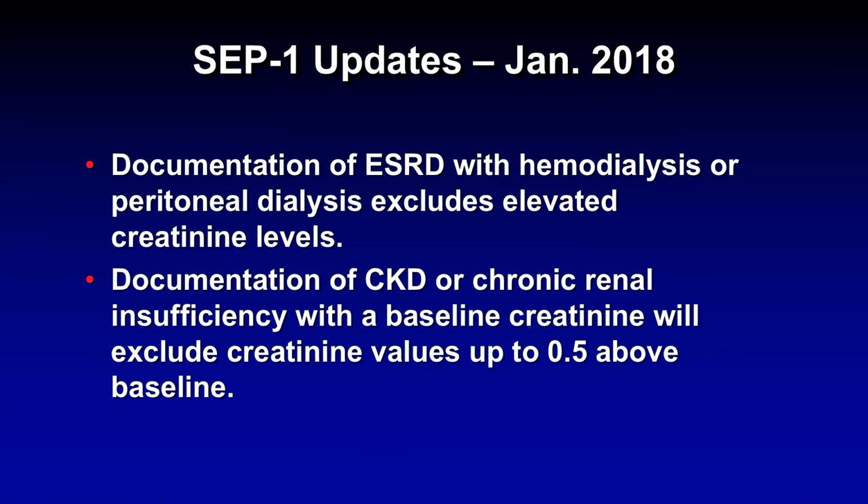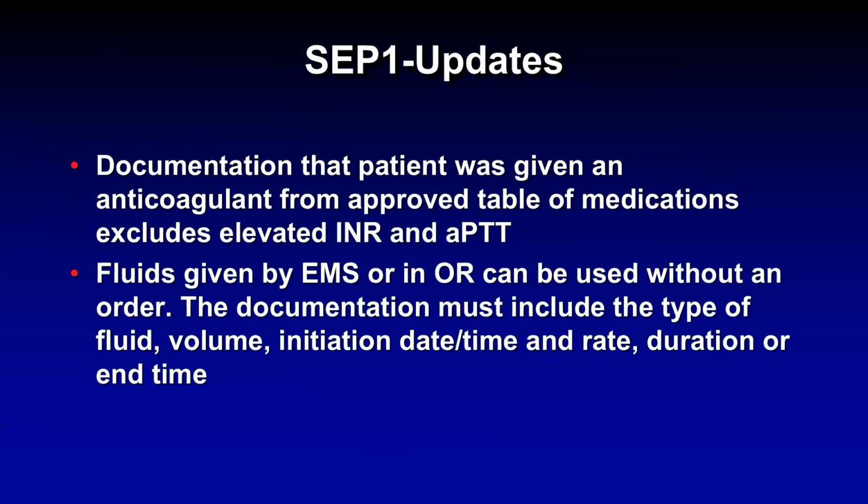So I kind of went through this already, sorry. So documentation of end-stage renal disease, and then documentation of chronic kidney disease. And then the classic example of anticoagulation and elevated coagulation parameters.